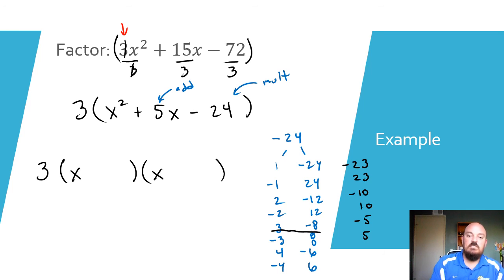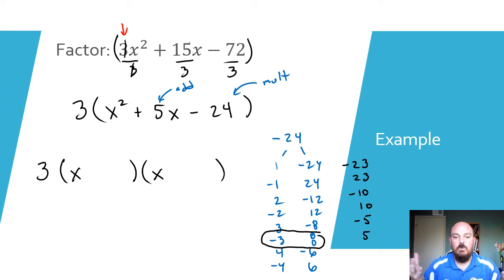Now those are the ones I'm looking for, and I can actually stop adding here. If you want, you can keep going. 4 plus negative 6 is negative 2. That's not the one we're looking for. And negative 4 plus 6 is positive 2, also not the one we're looking for. But once you find the one that we are looking for, you can stop.